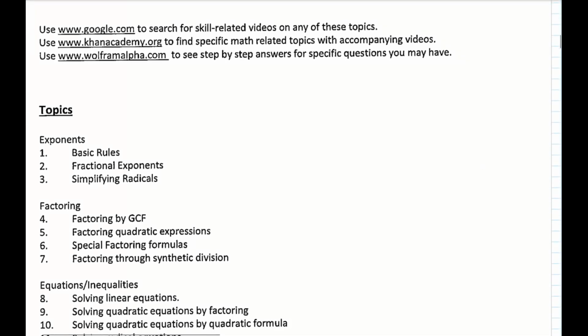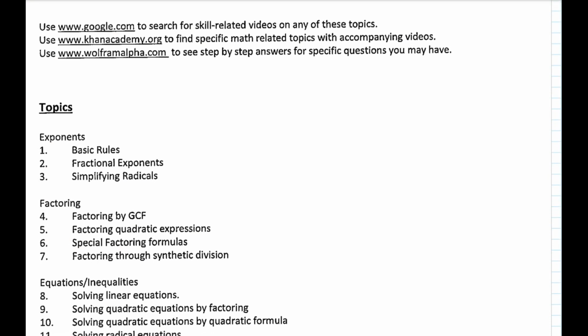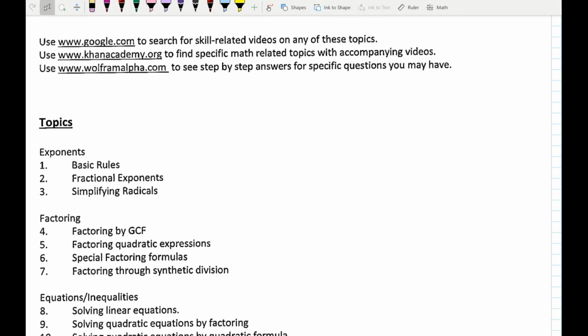First, there is a page that goes through a table of contents, a list of topics, and it says right at the top that what you should do is use Google or use Khan Academy in order to search these topics. If you just search any one of these, like basic rules of exponents, you're going to get a video from Khan Academy that's going to do a pretty good job and also have some topics there. Khan Academy is not perfect.